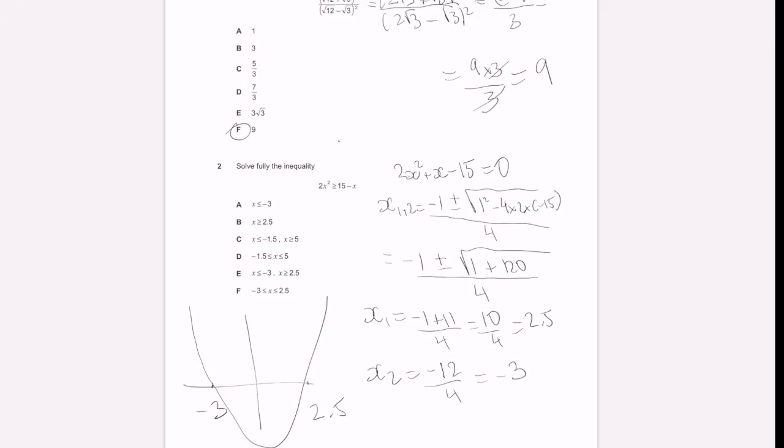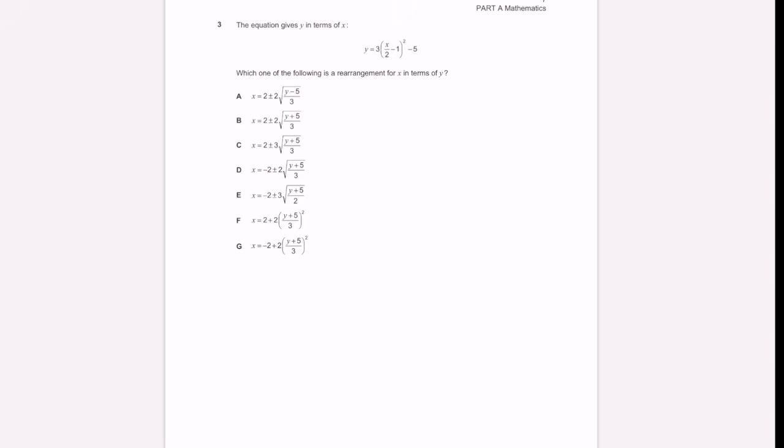Because if we go back to the original inequality, this would have been equal to or greater than 0. So we want this region over here, and then we want this region over here. So x needs to be equal to or less than minus 3, or greater than or equal to 2.5. Correct answer is E.